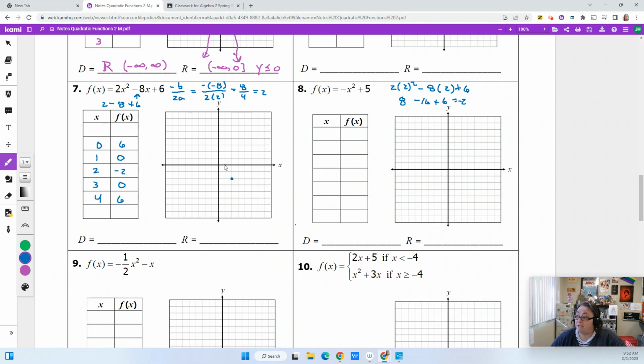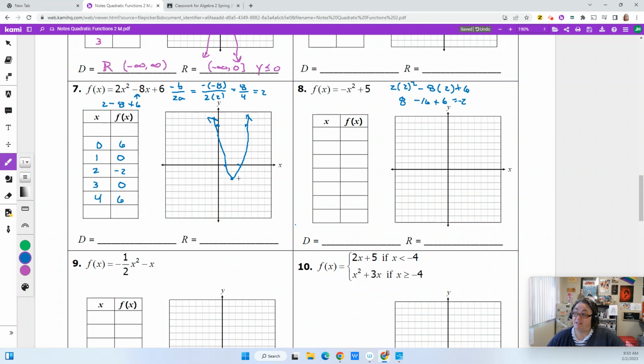So here at 1, I have a point at 0. Here at 0, I have a point at 1, 2, 3, 4, 5, 6. And on the other side, at 3, I have a point at 0. And at 4, I have a point at 6. And you can see our graph there.